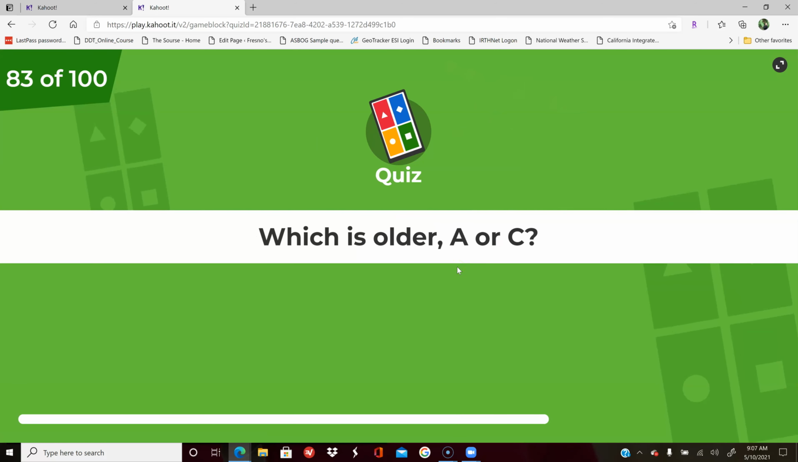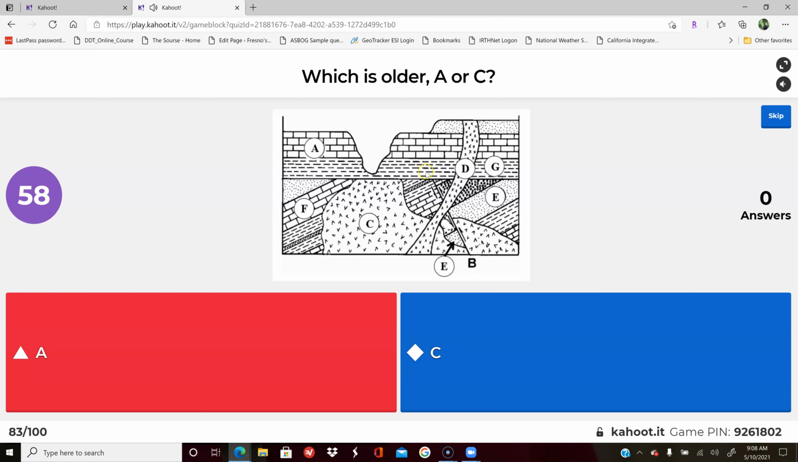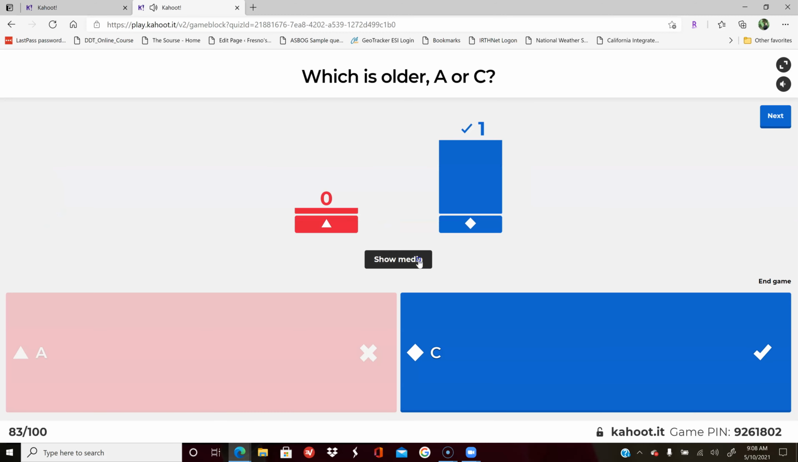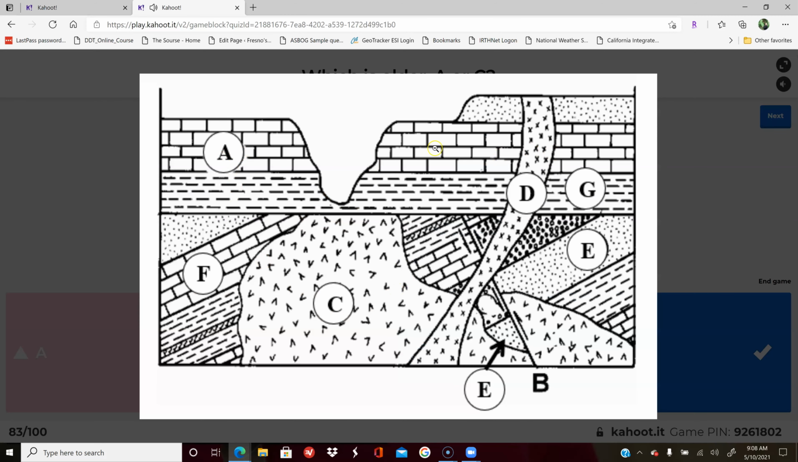Which is older, A or C? Okay, so we look at this. We've got A up here, and then we have C down here. Which is older? That would be C again. So A is a layer that's much higher than C. So as far as we know, A should be younger than C.